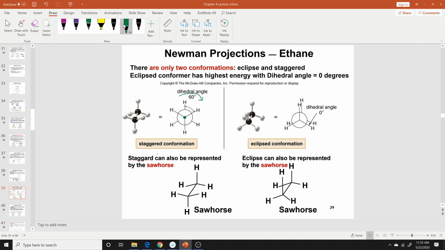So if I want to rotate 60 degrees to go from staggered to eclipse, here's what's going to happen. See that hydrogen? That hydrogen will basically align with this hydrogen here. So I'm going to represent it like this.